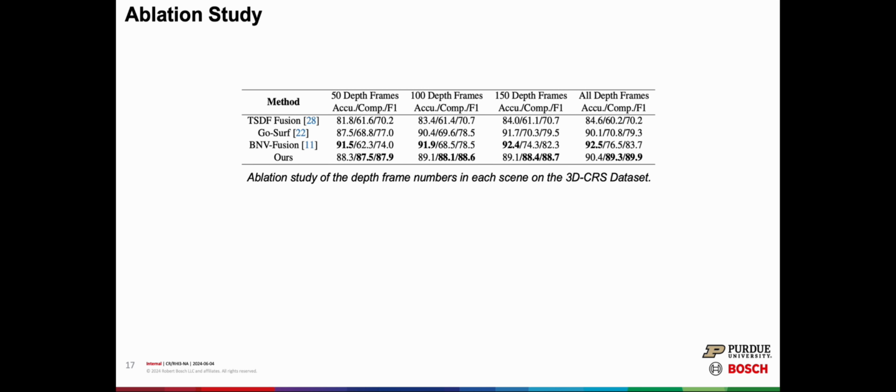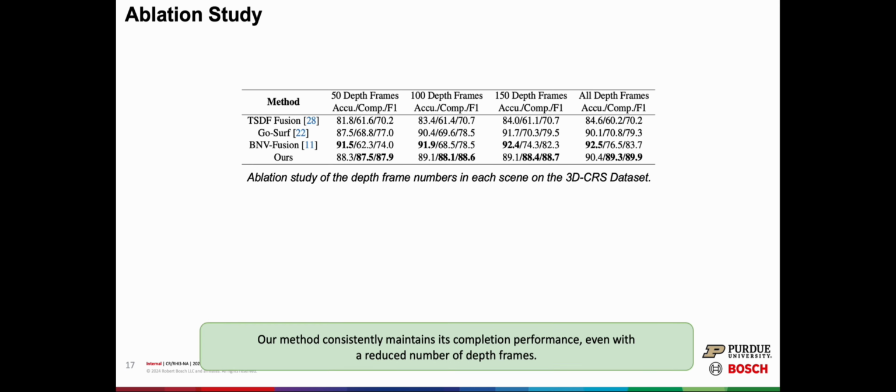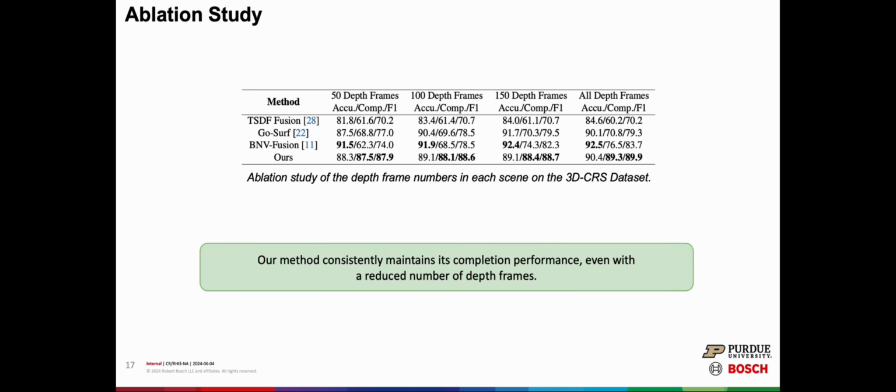We investigate how varying the number of available depth frames per scene impacts the performance of our method. As the number of depth frames is reduced, the occluded regions increase. For the baselines, their completeness score largely decreases. However, our completeness score remains steady with only a slight drop, even with a very limited number of depth frames.